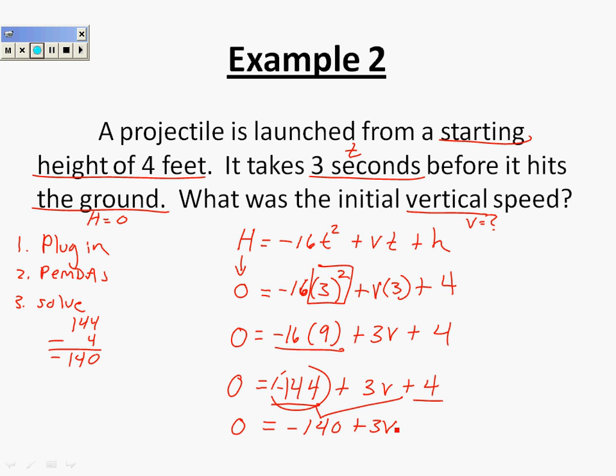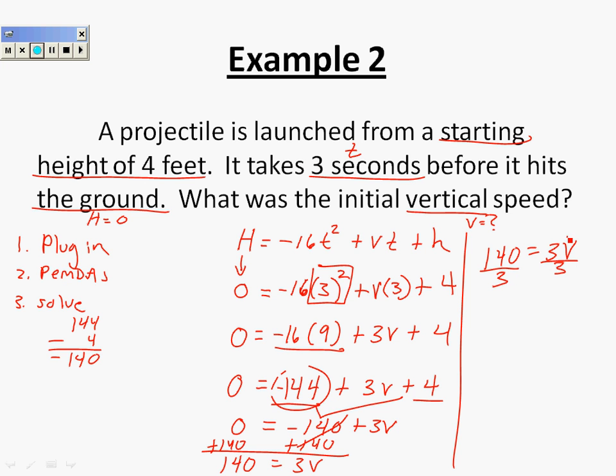So how do I solve first? Add the 140 on both sides. And then we'll divide both sides by 3 and be done. So let's go ahead and do that. It might not go in there evenly, so we'll change it into a decimal here. 46.6?